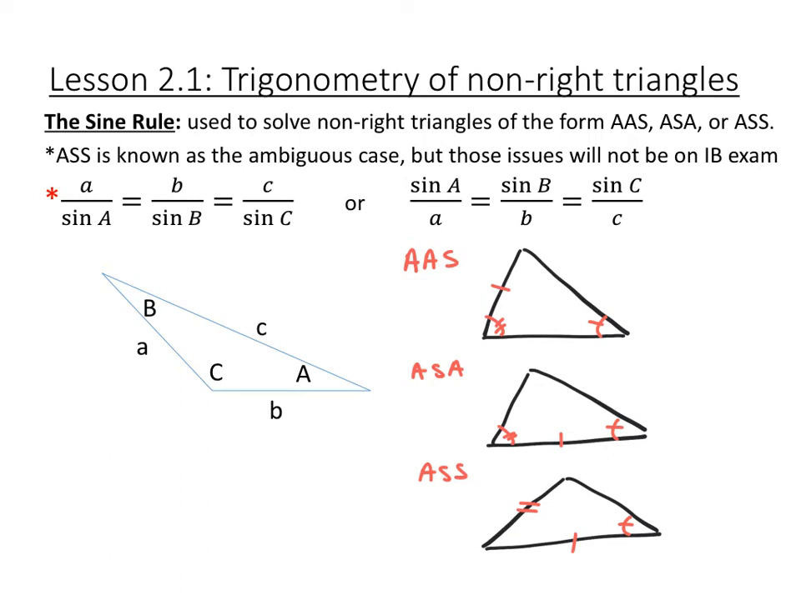Lesson 2.1 is the trigonometry of non-right triangles. So in sections 1.5 and 1.6, we talked about SOHCAHTOA and right triangles. This is for what happens when none of your angles is a right angle.